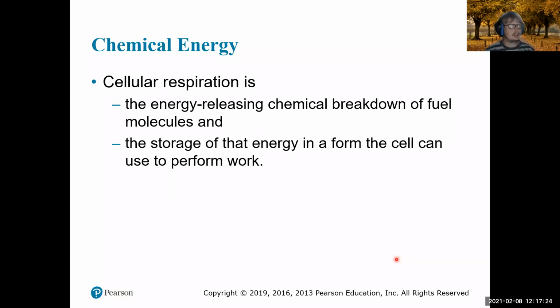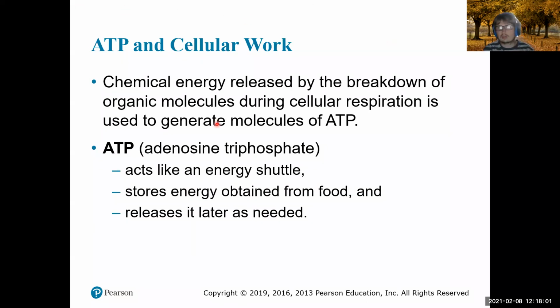And so cellular respiration is the process that cells use in order to break down that organic molecule and to generate energy. And we'll talk about the process of cellular respiration later on in the module in a separate video. What I want to talk about now, though, is how that chemical energy is changed from a glucose molecule and put into an ATP molecule.